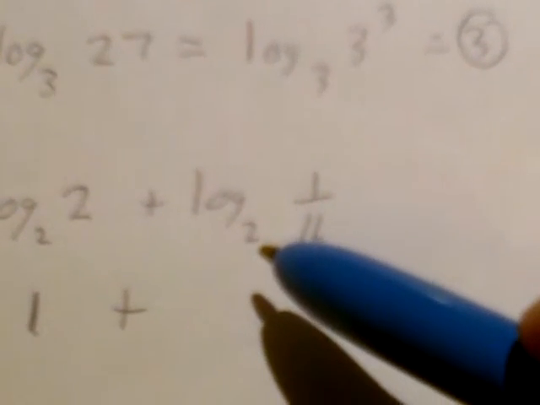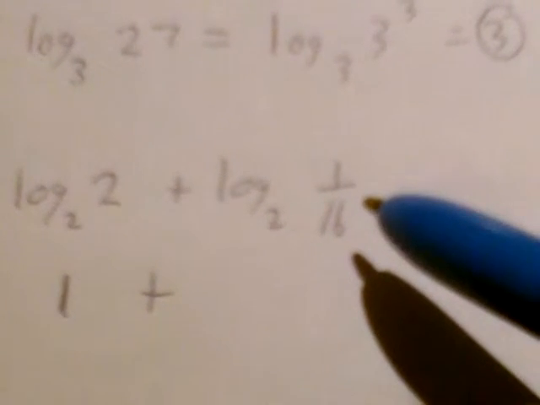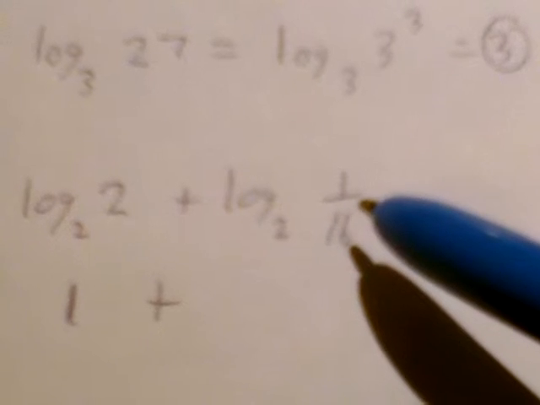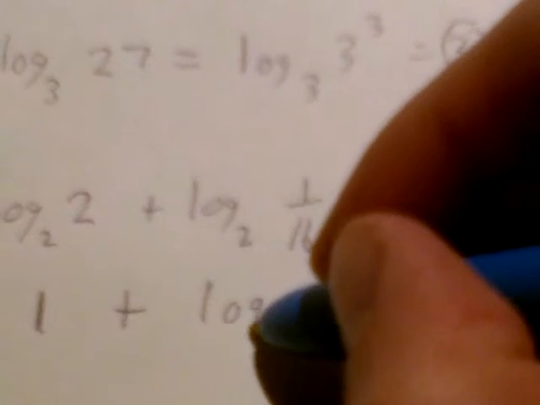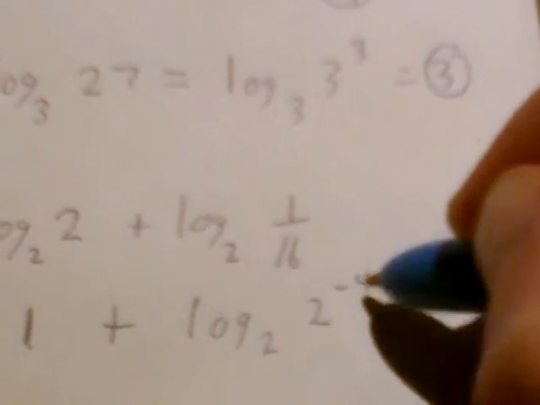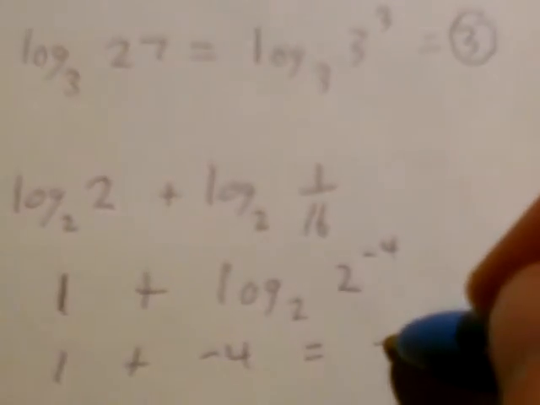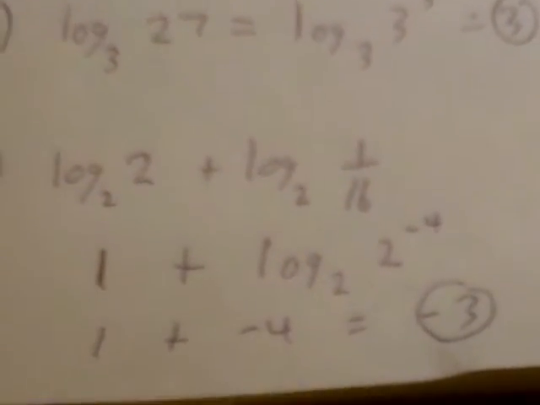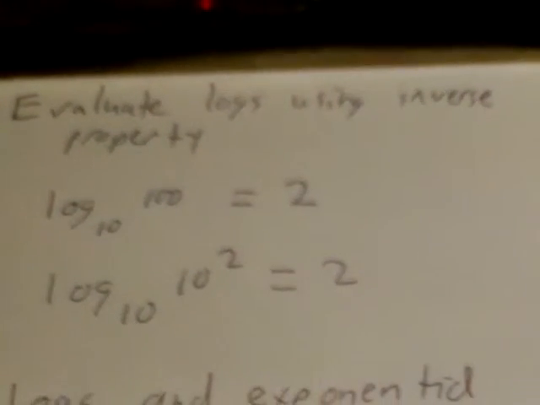And log base 2 of 1/16, well, that's something we did in the previous class. We know that 2 to the negative fourth power is 1/16, so we have log base 2 of 2 to the negative fourth. But of course, log base 2 of 2 to the negative 4 is just negative 4. So we have 1 plus negative 4, which makes negative 3. So we are done with the first part of our lesson, which is evaluating logs using the inverse property.